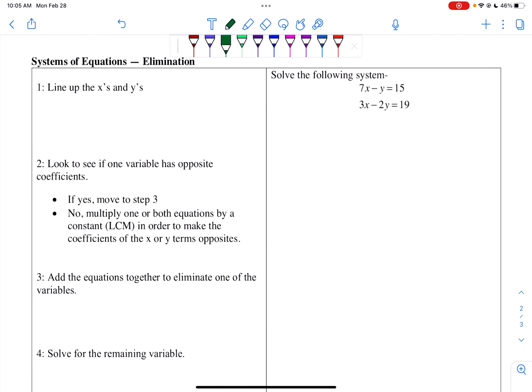Elimination. 7x minus y equals 15, 3x minus 2y equals 19. I know this is elimination because it's x on x, y on y, equal, number. So remember, we just do a drag and drop. I'm just going to choose which I want to eliminate. I'm going to eliminate my y values because those numbers are smaller. So let's eliminate y.